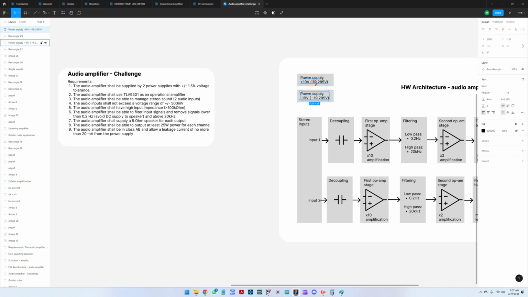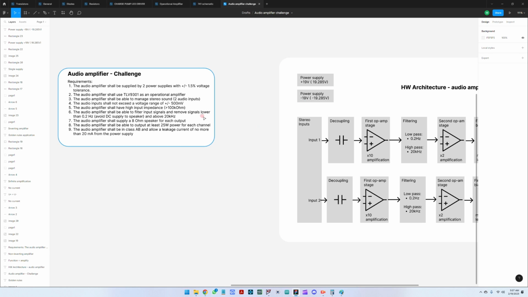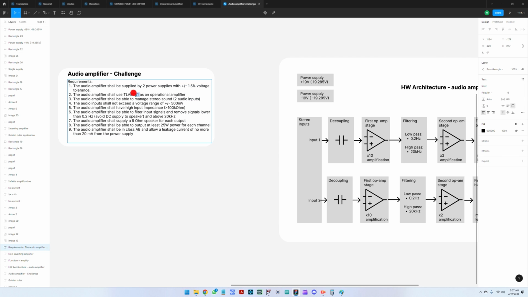Why did I choose this particular voltage level? First of all, there are available power supplies for this. Second of all, the TLV9301, the operational amplifier that we have to use, has a maximum supply of plus minus 20 volts. So the advantage is that we don't have to create a special lower voltage power supply in order to use the operational amplifiers.